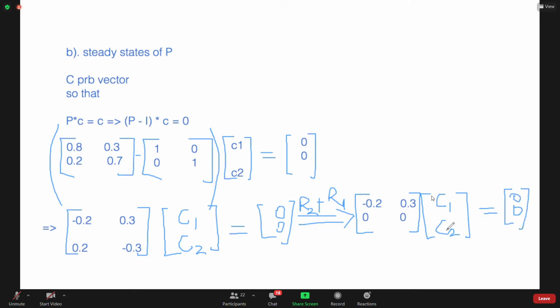Now I can turn this into a system. How do I turn it into a system? I will simply multiply this matrix by the vector, and I will obtain minus 0.2 multiplied by C1 plus 0.3 multiplied by C2 should be equal to 0.